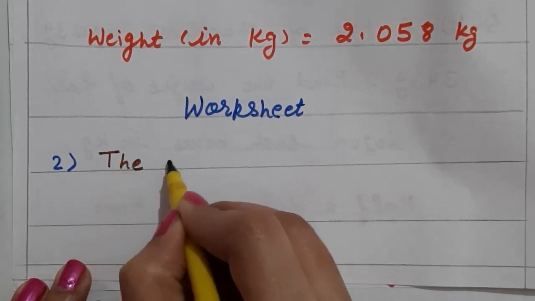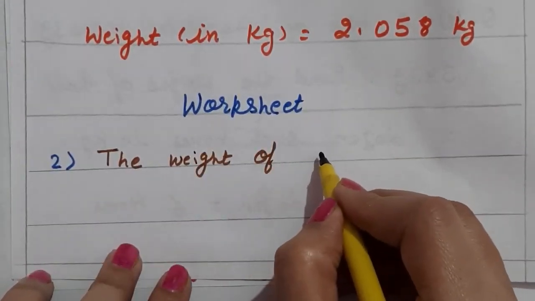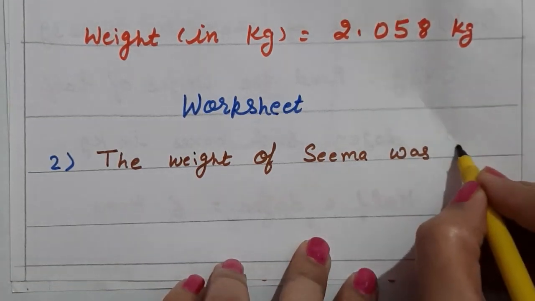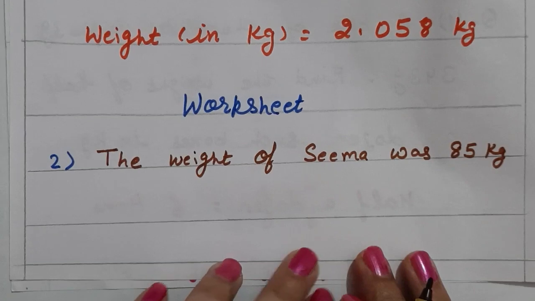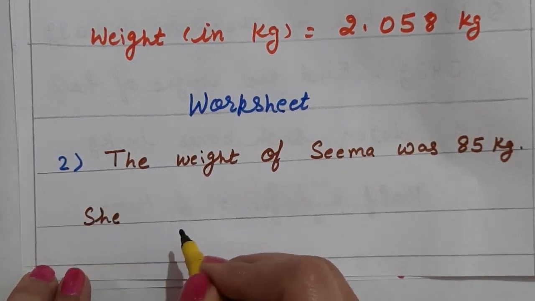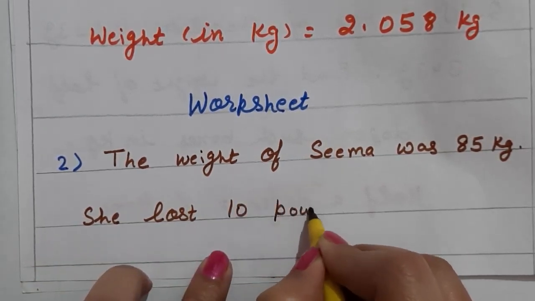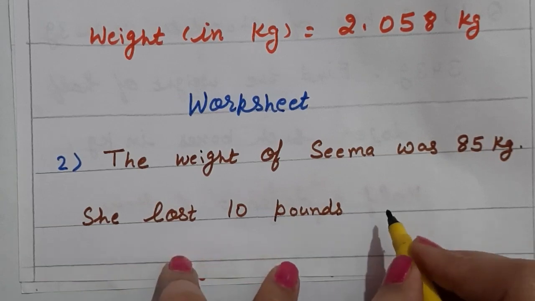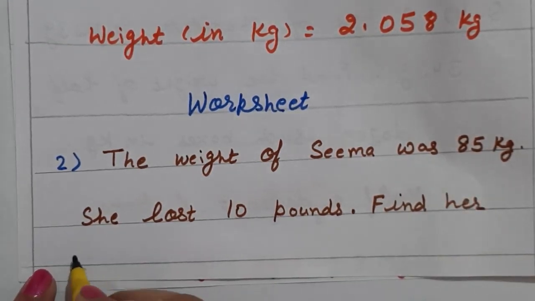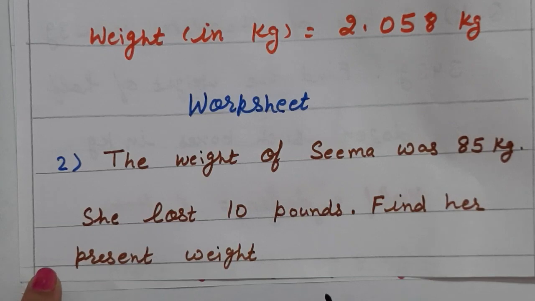The weight of Seema was 85 kilogram. She lost 10 pounds. Find her present weight in kilogram.